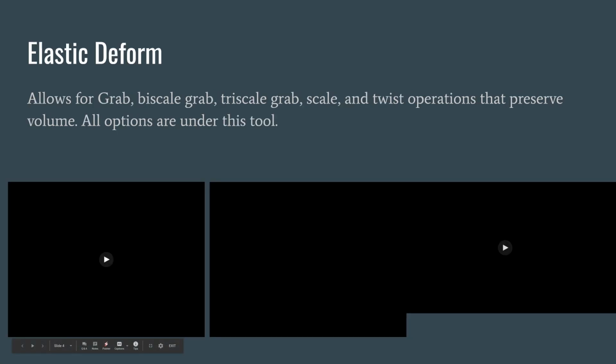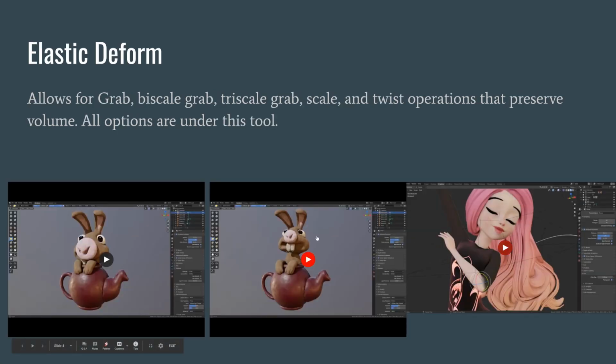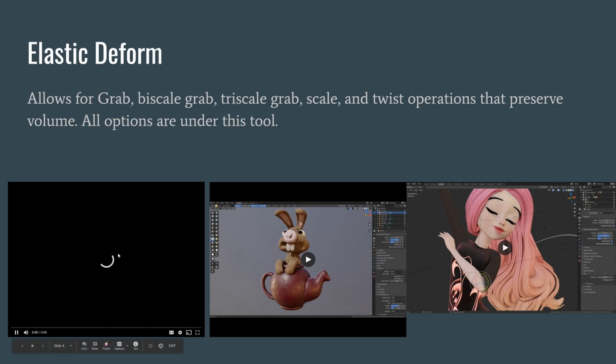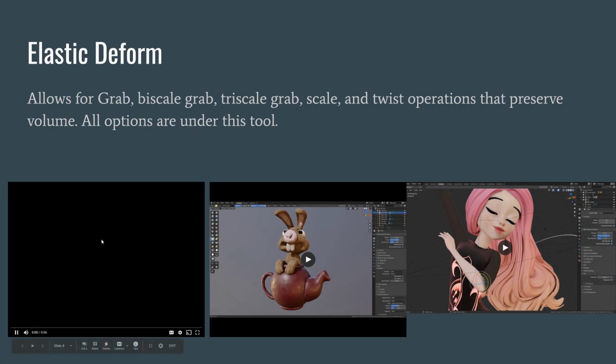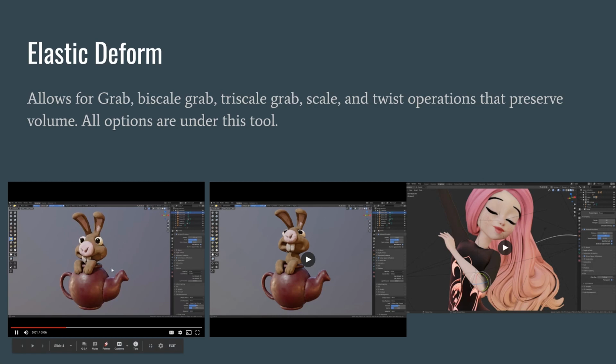Moving on, we have the elastic deform brush. I have a few videos here. It allows you to grab, biscale grab, triscale grab, scale, and do twist operations that preserve volume. And they're all under the elastic deform tool. In the first video here, I believe this is the scale. You can see the sculpt being scaled here.